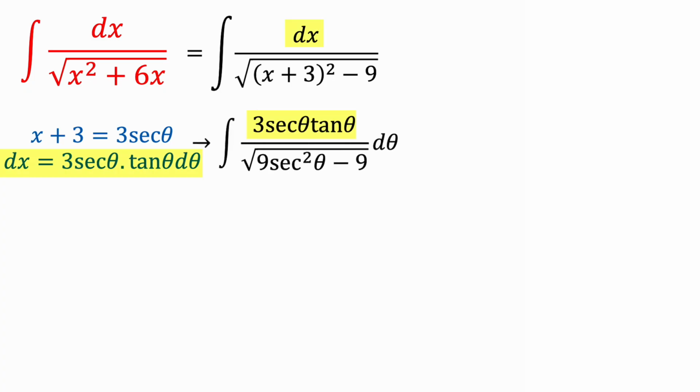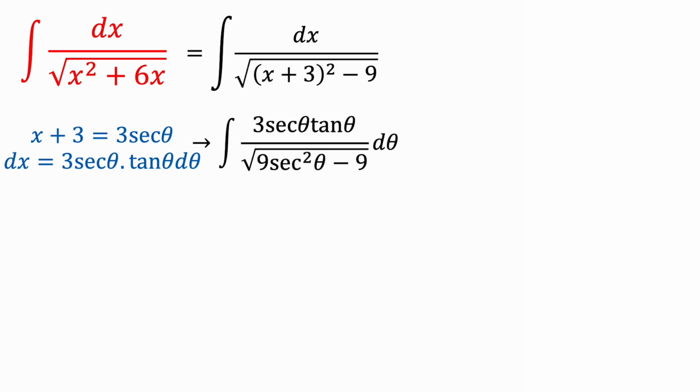So, we place our new dx in the numerator, which is 3 secant theta tangent theta d theta. And in the denominator, under the radical sign, instead of x plus 3, we substitute 3 secant theta. When we square it, it becomes 9 secant squared theta. Exactly. Minus 9, just like the previous problems.